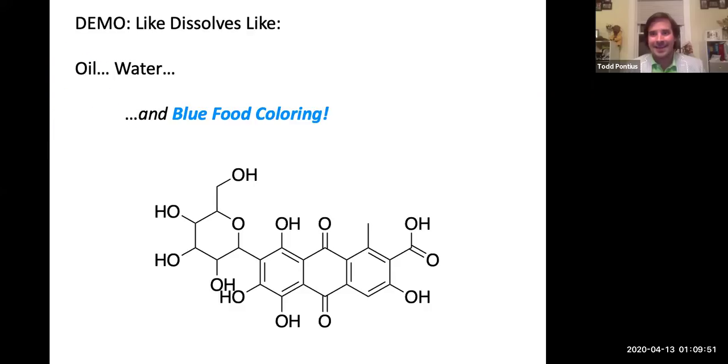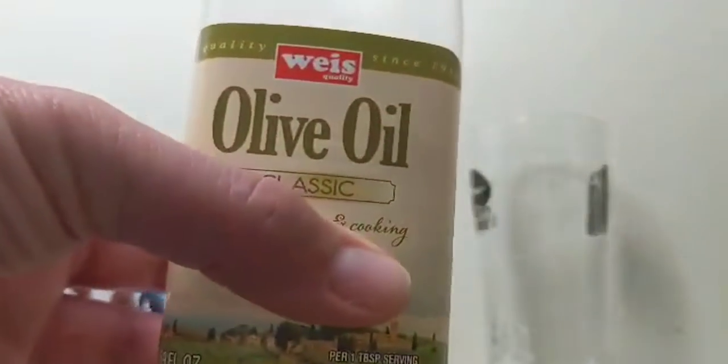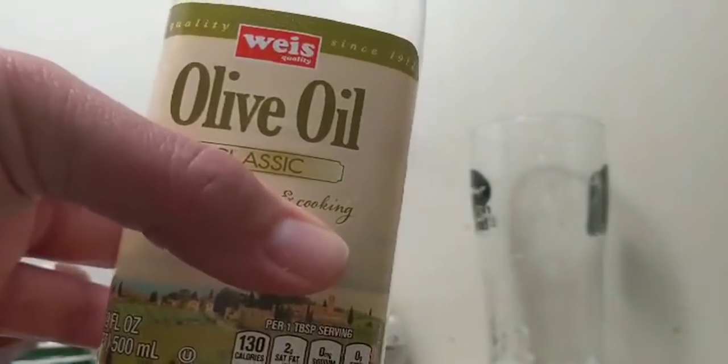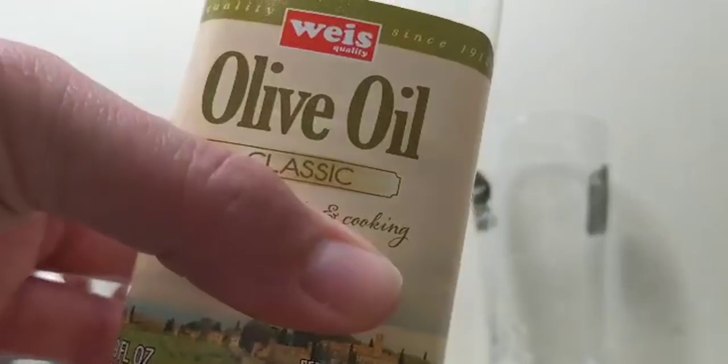Now presenting demonstration station, kitchen chemistry. Oil, water, and blue food coloring. Let's see how these things mingle or don't. Live from my kitchen. Well, not really, pre-recorded from my kitchen. So what we're going to do to show this principle is, we have olive oil. We have the molecules in here. We have these triglycerides that consist largely of long hydrocarbon chains.